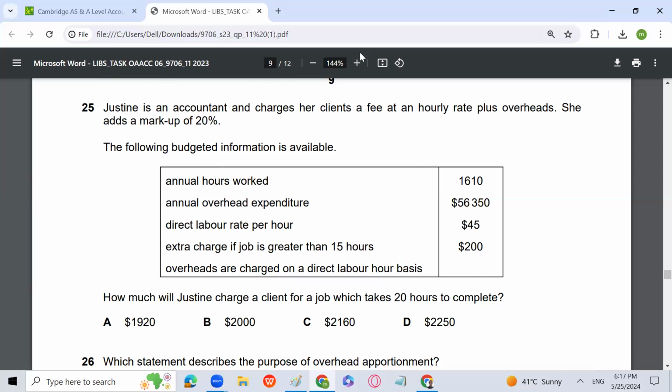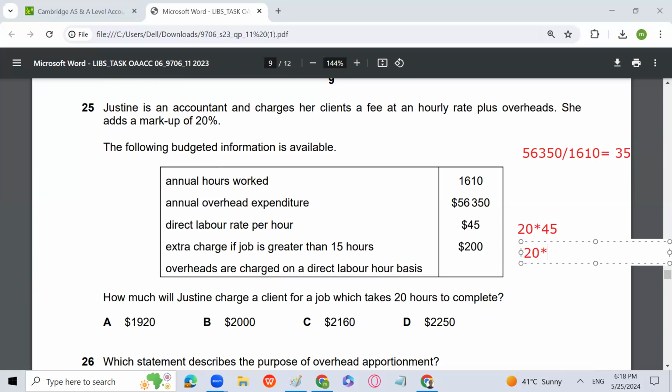So it's quite easy. Let me calculate it for you. That is going to be 20 into 45, that is the labor cost, and then 56350 divided by 1610 will be the overhead absorption rate, OAR. How much does it come to? 56350 divided by 1610, the overhead absorption rate, is going to be 35. So 35 will be the overhead absorption rate, and the 20 hours are already there.